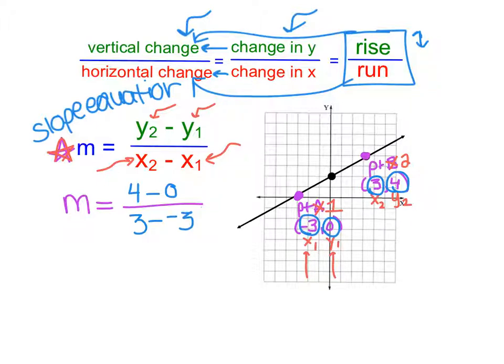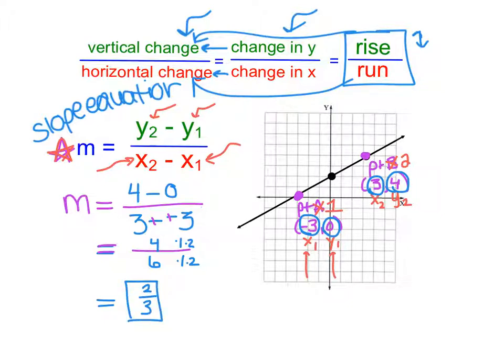And then what I need to do from here is simplify the numerator and simplify the denominator. I can see that 4 minus 0 is simply 4. And in the denominator, I have a keep, change, change, so that really becomes 3 plus 3. So my denominator becomes 6. And then from here, I note that both of these are divisible by 2, so this fraction would simplify to be 2/3.